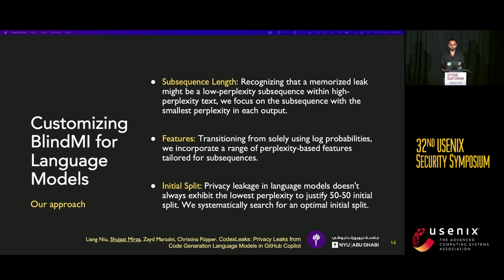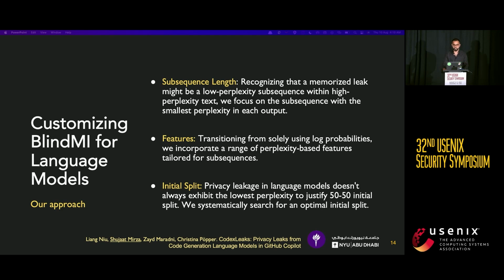Thus, we evaluate the role of subsequence length, feature selection, and the initial split size on the approach's performance. As far as the subsequence length is concerned, we recognize that to be able to capture and memorize subsequences, we try to zone in onto the subsequences with the smallest perplexity within the whole output from the model.